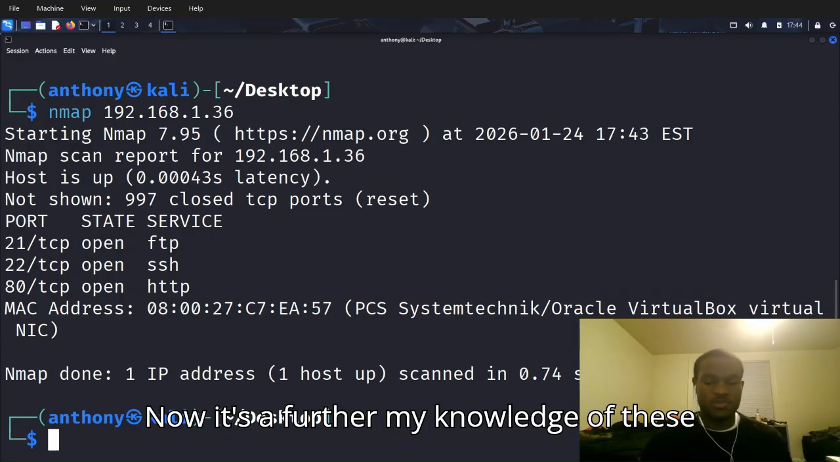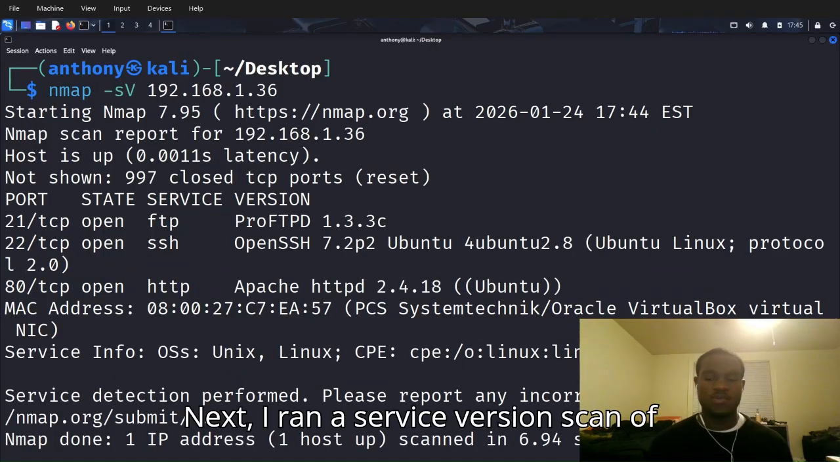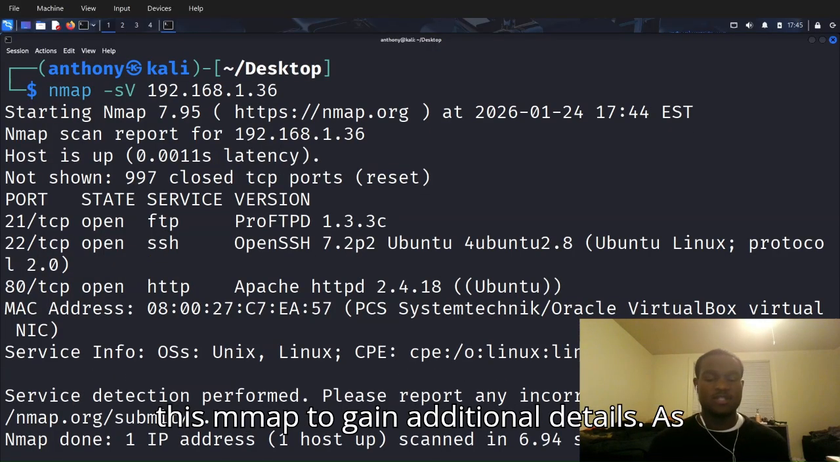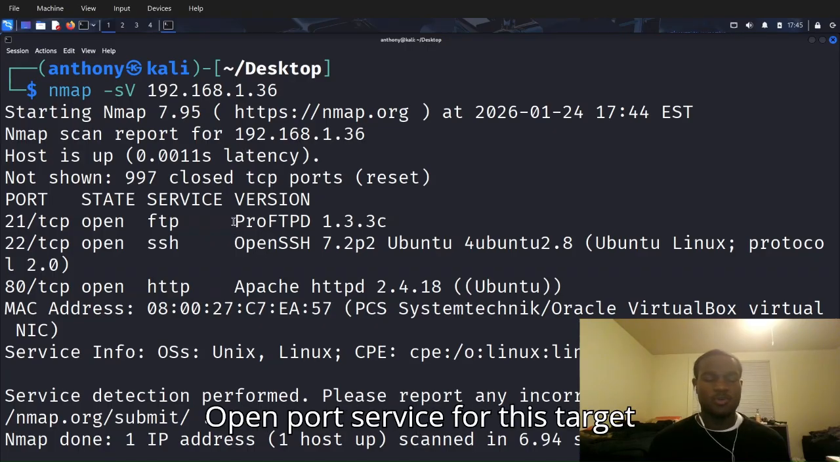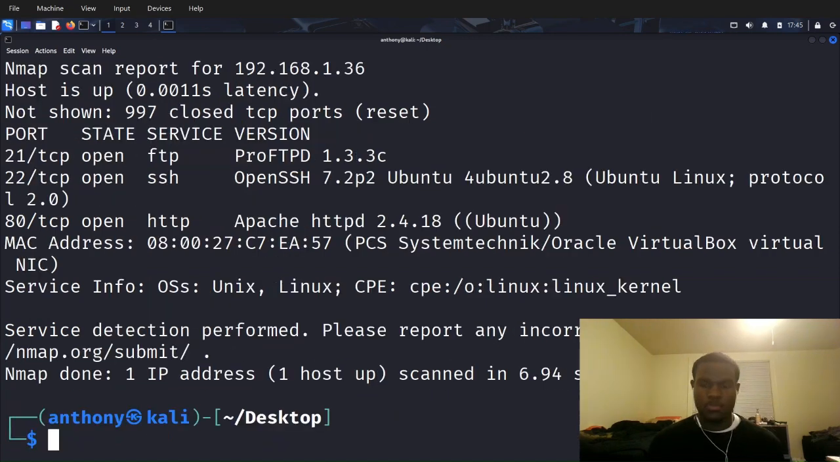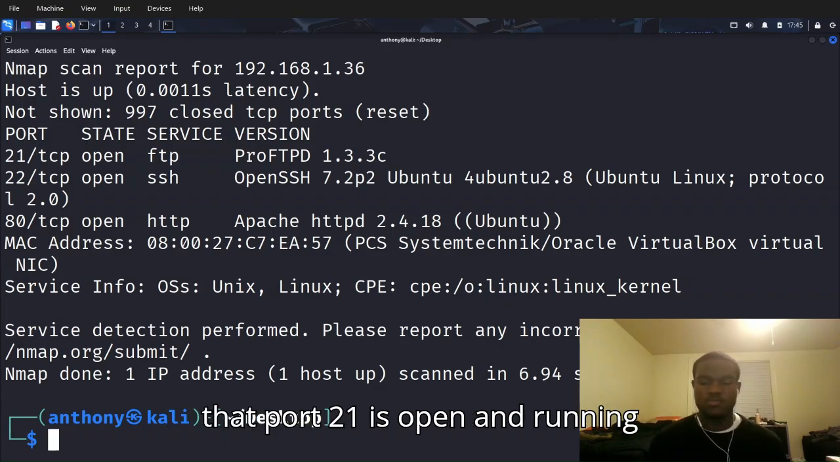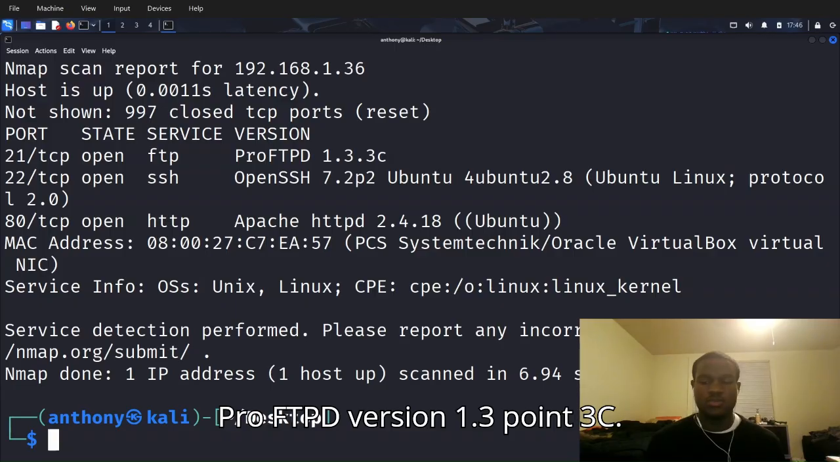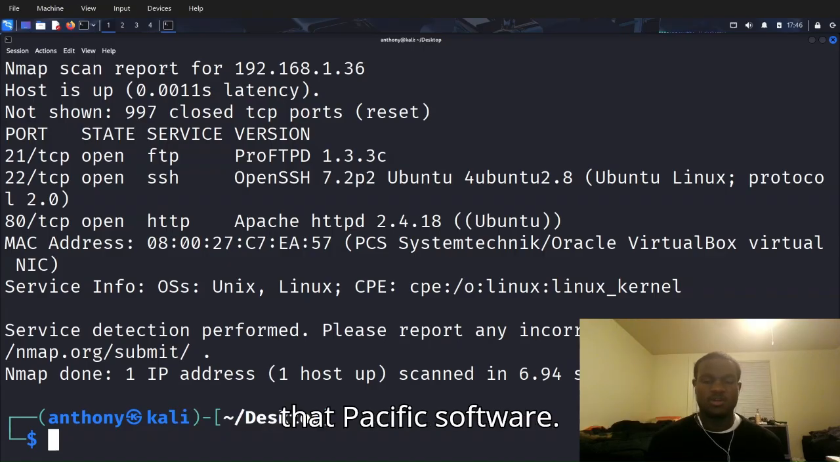Now, to further my knowledge of these ports, I can run a service version scan. Next, I ran a service version scan with nmap to gain additional details. As you can see here, it has also given us possible exploits for each open port service for this target system. From the nmap scan results, I observed that port 21 is open and running ProFTPD version 1.3.3c. Identifying this service version is critical, as it allows me to research known vulnerabilities associated with that specific software.